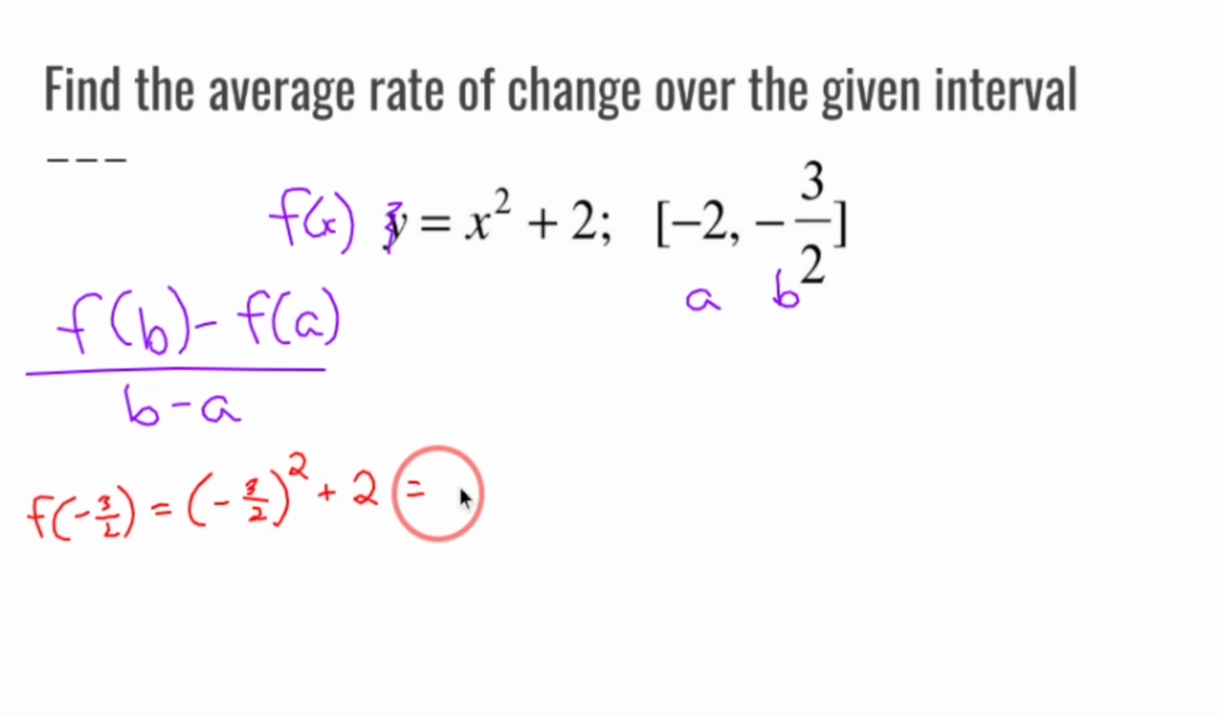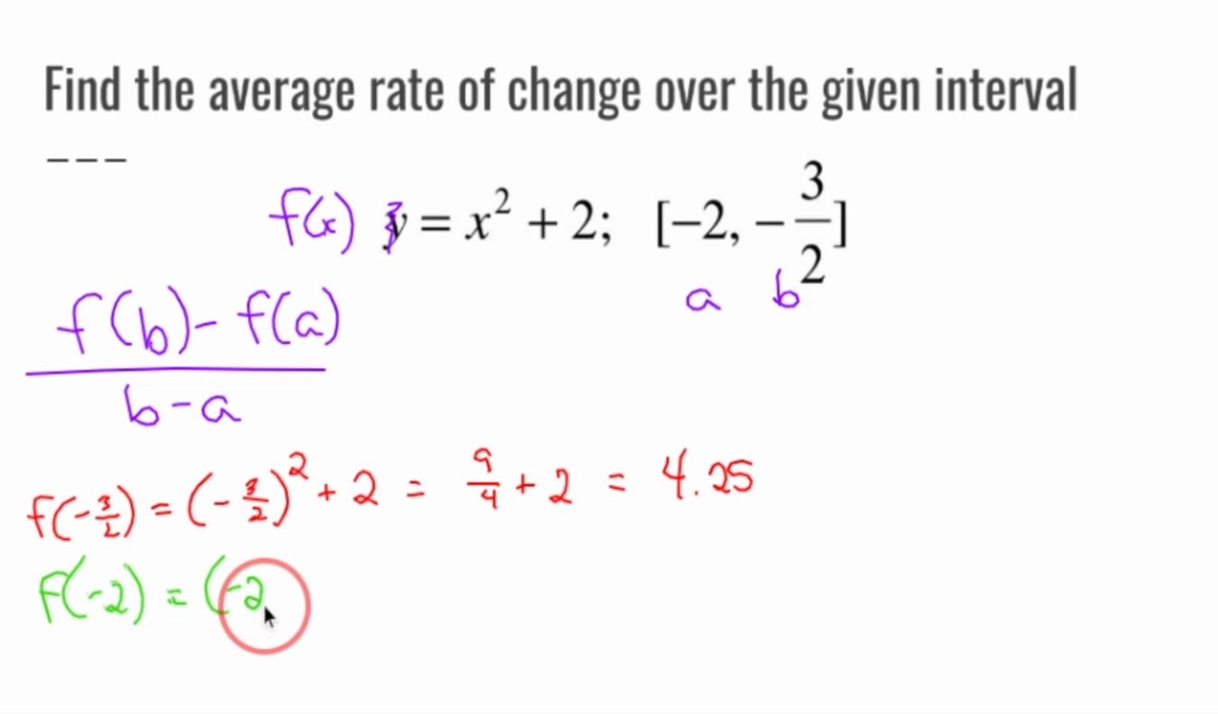Negative 3 over 2 times itself is 9 over 4 plus 2, which is, what is 9 over 4? 2 1/4. So 2 1/4 plus 2 is 4 1/4, 4.25. All right, so that's f of b. Let's get a different color and do f of a, which is negative 2. So f of negative 2 is equal to negative 2 squared plus 2. Negative 2 times itself is positive 4. Positive 4 plus 2. This math is a little bit easier, 6.